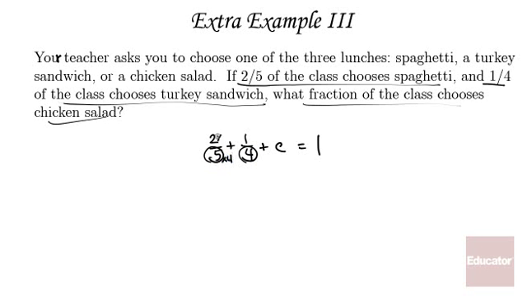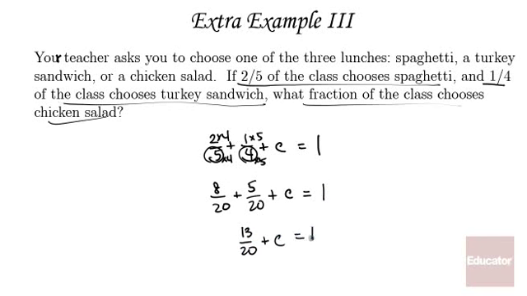Multiply by 4, multiply by 4. I get 8 over 20. This one I'm going to multiply by 5 and multiply by 5. 5 over 20. Plus the people who chose the chicken salad will equal the entire class. 8 plus 5 is 13 over 20 plus c equals 1.